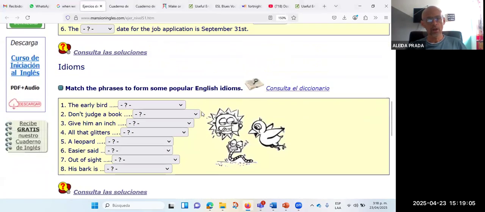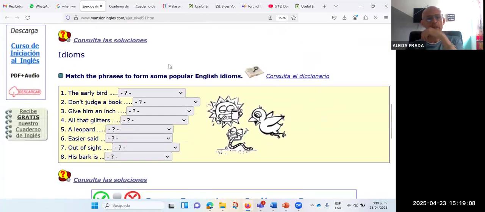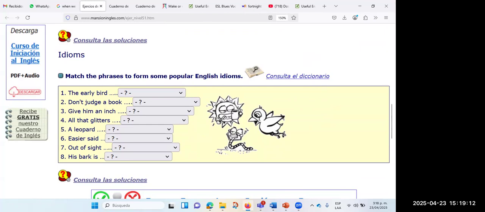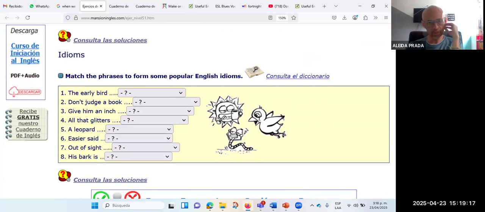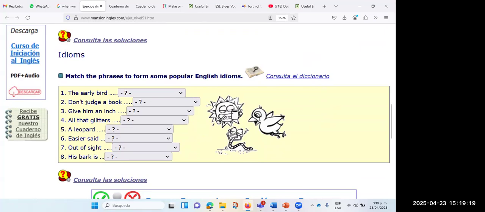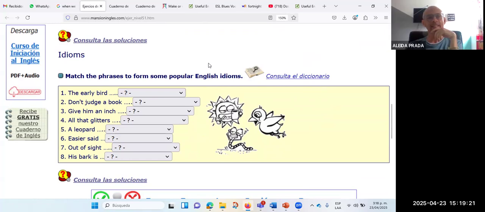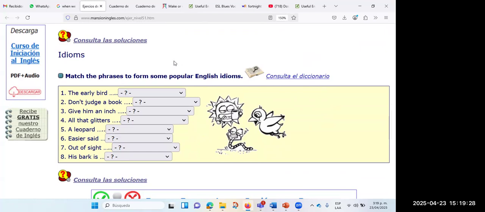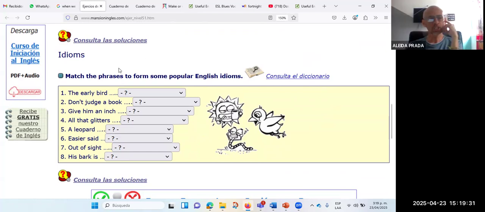This one. Okay, here we have some phrases or sentences which are popular English idioms. Popular English idioms. Okay. Yes, it's like in Spanish, we say refranes. Refranes. Okay, now we are going to try to match, or to complete, each one of these English idioms.